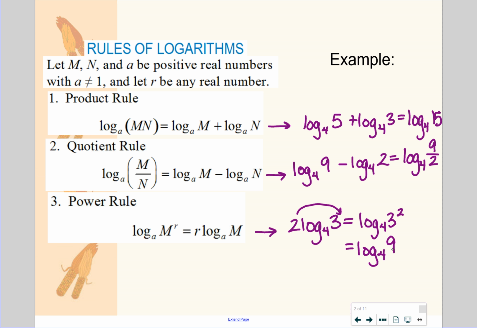Okay, or if you have that exponent 2, you can move it down in front. Moving that exponent down out of the log is actually going to help us solve for exponents a little bit later on. We're going to focus on that a little bit in this lesson, but then a lot in section 4.4.